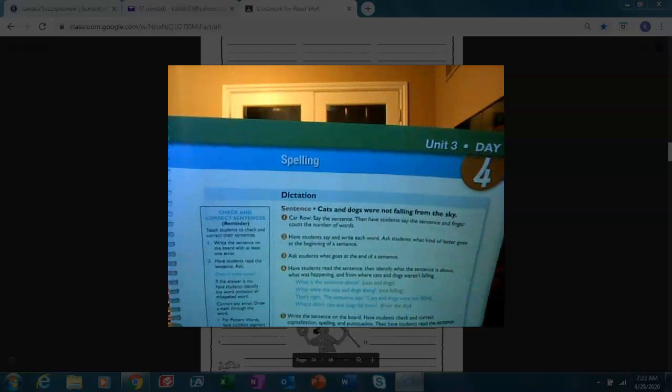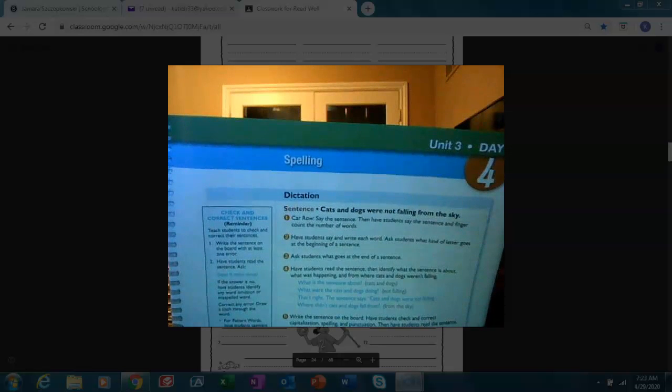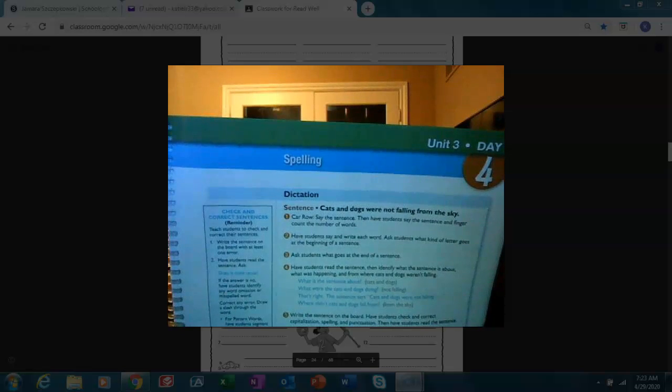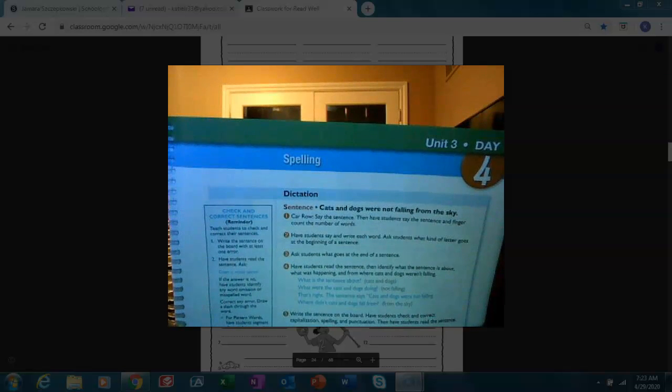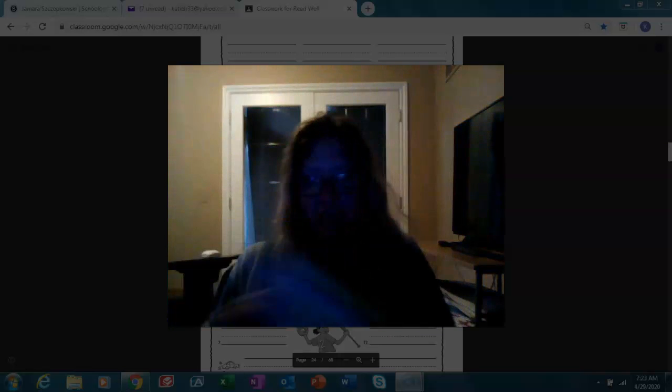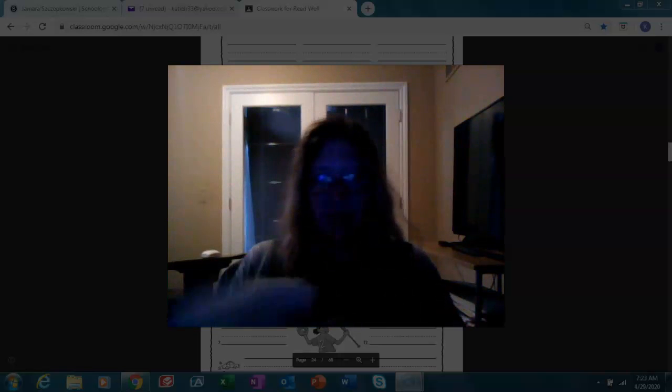Check for the capital at the beginning. Check the spelling of each word. And check the period at the end. How did you do? Did you do good? Did you do good with your spelling today?